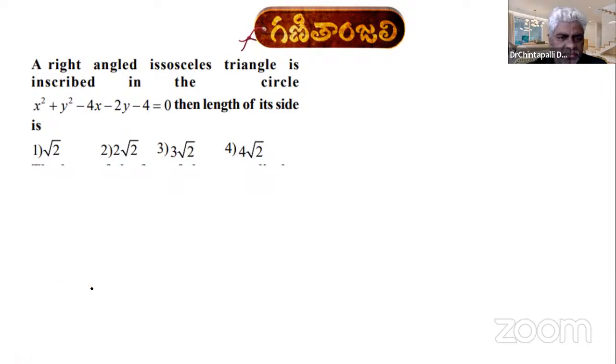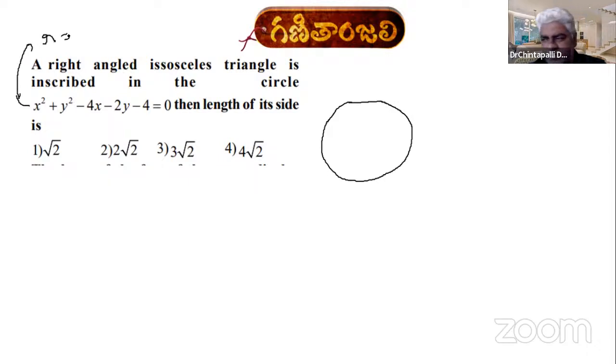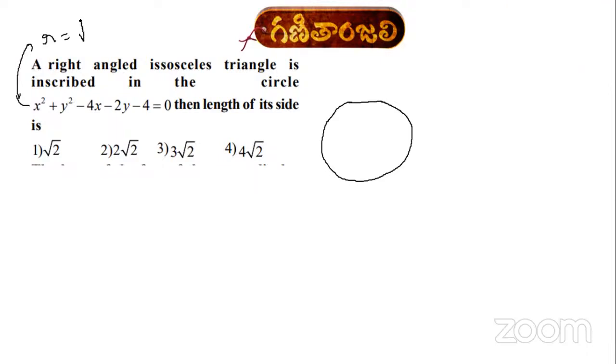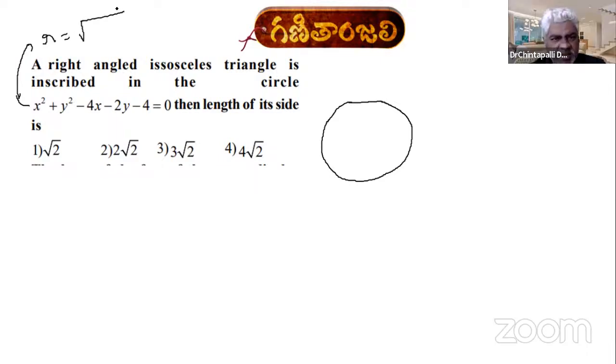See, it is a circle. Students, I'm asking you, what is radius? First, please tell what is radius. Radius r is equal to root of 3.